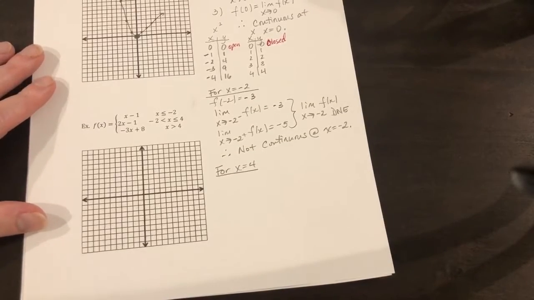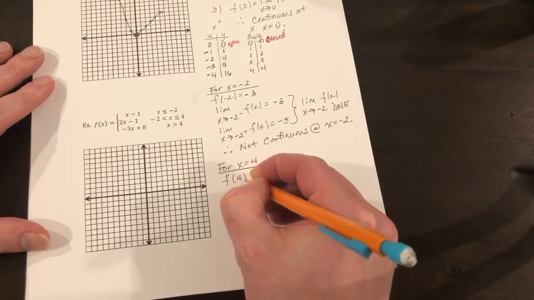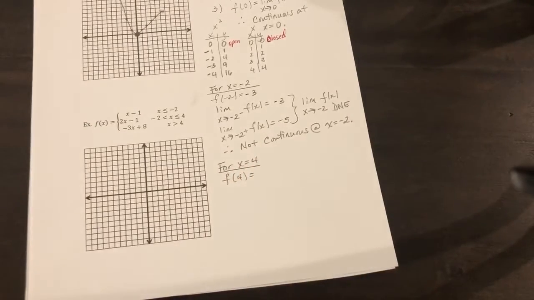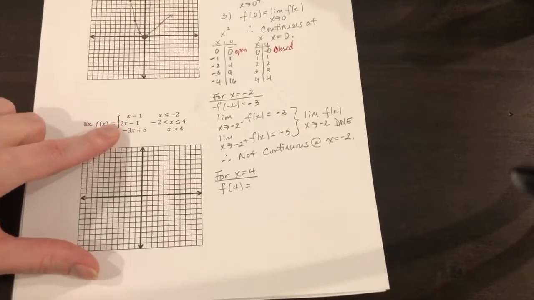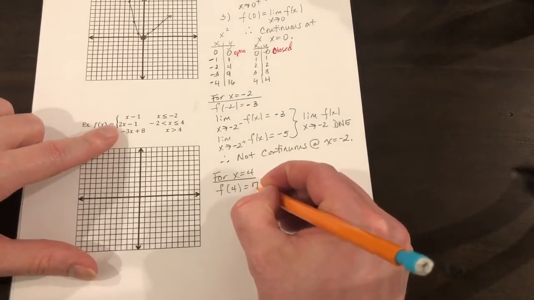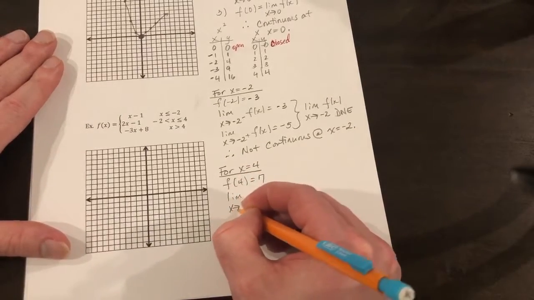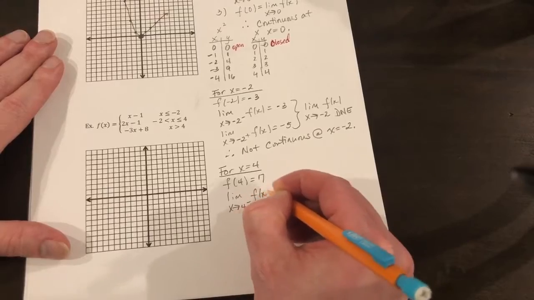Okay, so 4x is equal to 4. So f of 4 is defined in this middle branch. So 4 times 2 is 8 minus 1 is 7. Now we're going to do our limit as x approaches 4 from both sides.